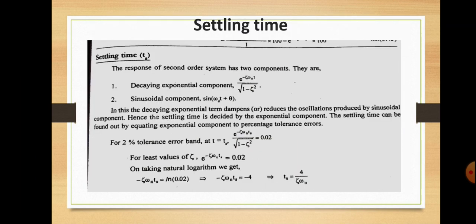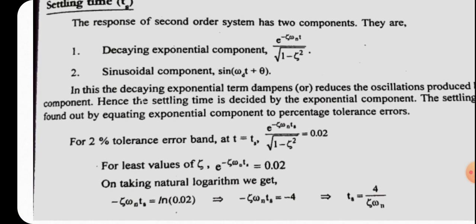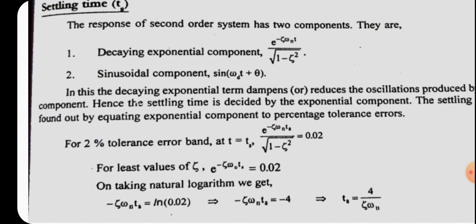Next is the settling time, that is the fifth time domain specification. The response of the second order system has two components. They are the decaying exponential component, that is e raised to minus epsilon into omega n into t divided by square root 1 minus delta square, and the sinusoidal component, that is sin omega d t plus theta. And this decaying exponential term dampens or reduces the oscillation produced by the sinusoidal component.